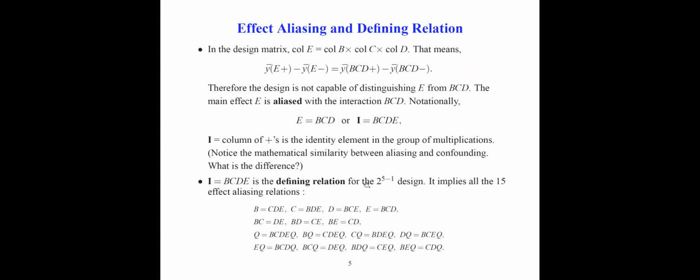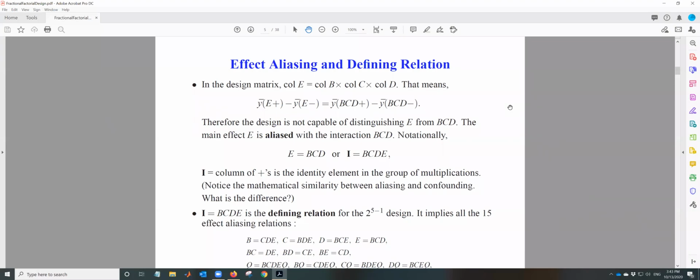So what's the difference between confounding and aliasing? Some people use confounding and aliasing interchangeably, but confounding usually refers to the aliasing effect with the blocks. But aliasing, most of the time, refers to the factorial effects, and the factorial effects are aliased. So that's the main difference.